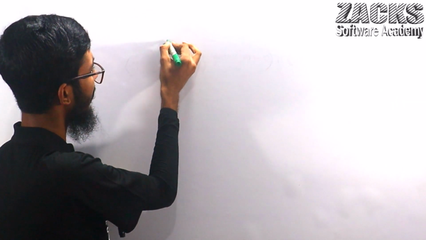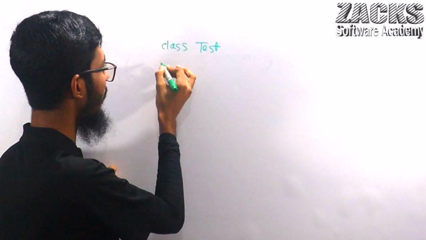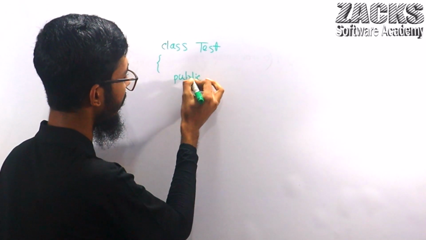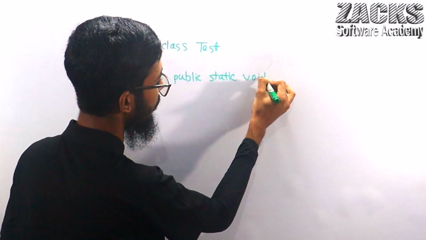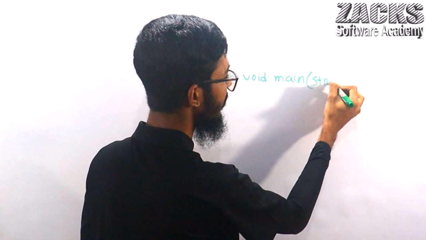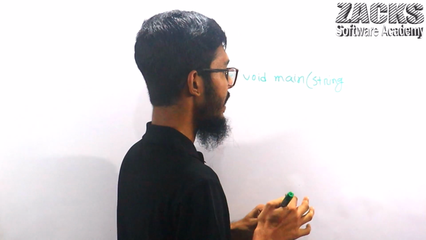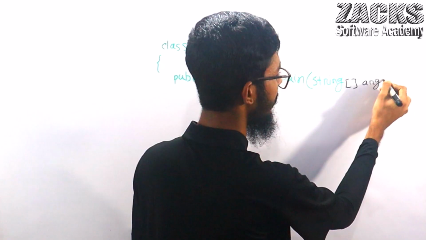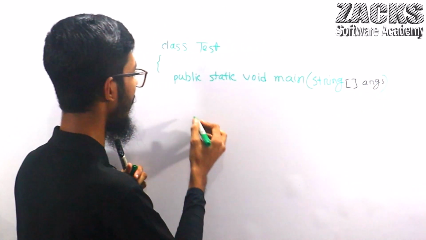First of all, class test, any name, you already know. Then public static void main, right? Then String triple dot, or you can use a string array, String array args. Any variable name, args, whatever you write, no problem. Okay, this is the Java code.